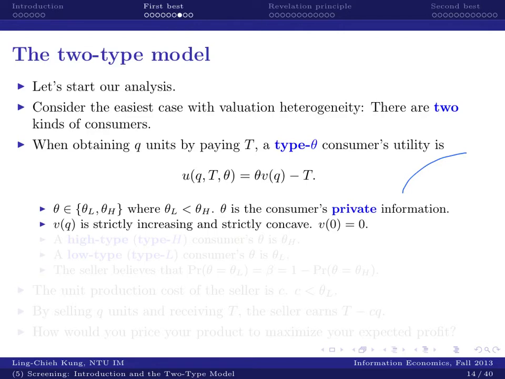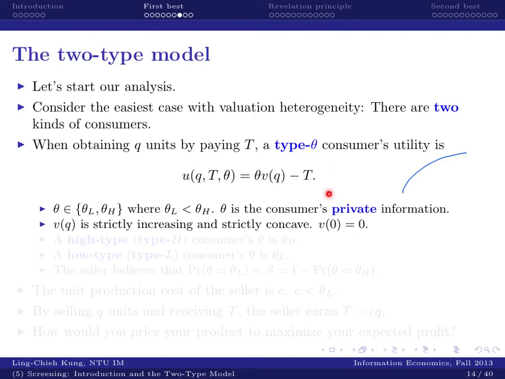Reasonable assumption. So once you have this utility, it is multiplied by a type theta. Theta means some kind of valuation and is a consumer's private information. Here we assume theta is either low or high. Okay, we don't know the value, but we know one is lower than the other. And some consumers have a low valuation for this product. Some consumers are willing to pay more.